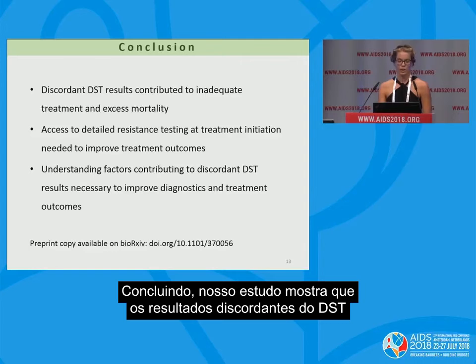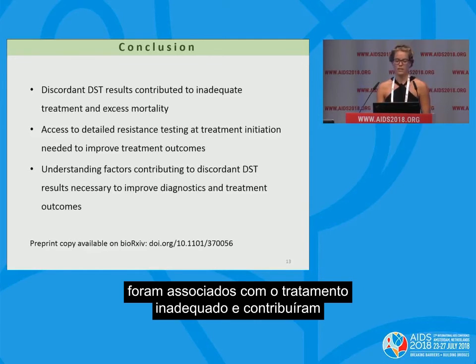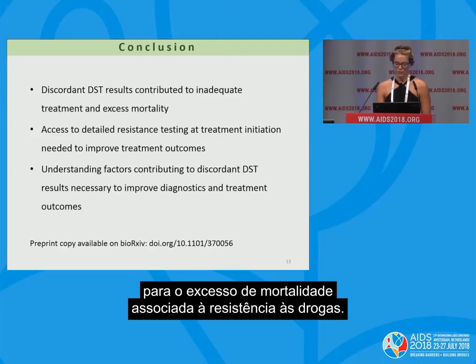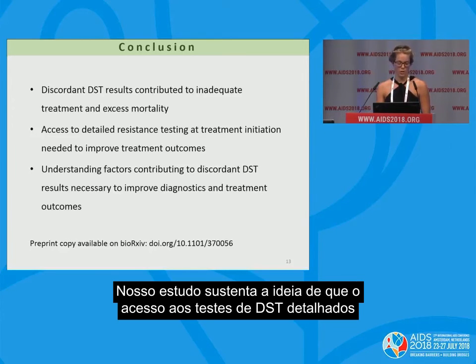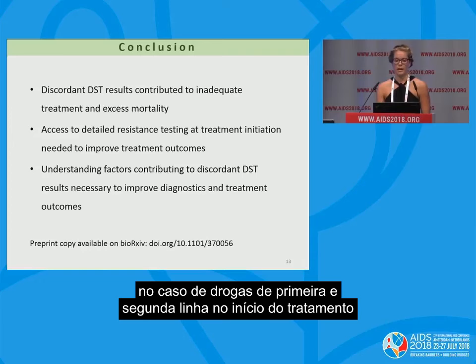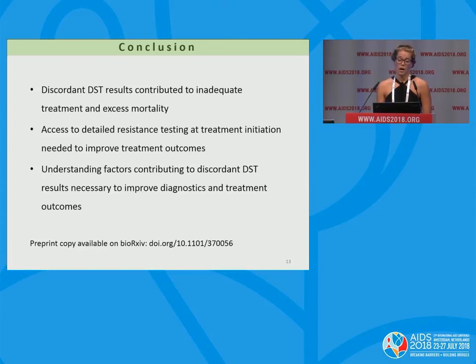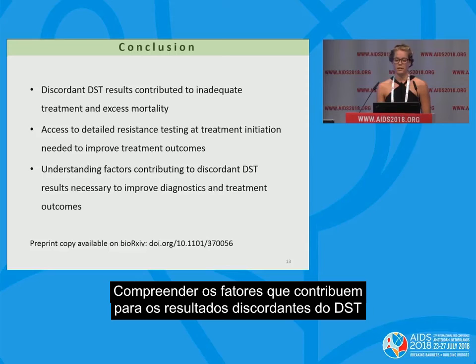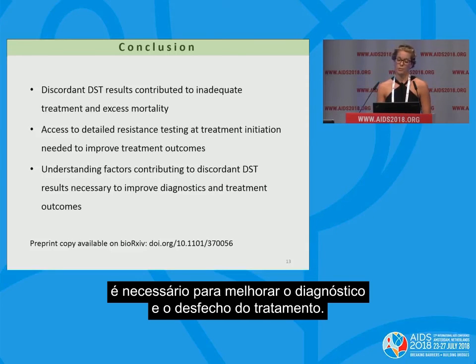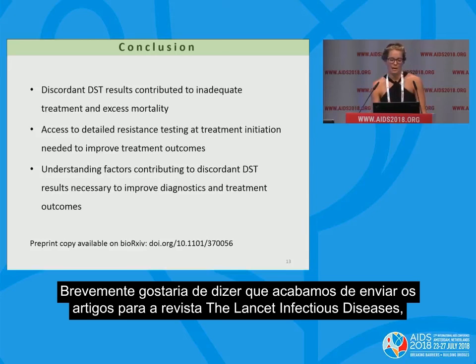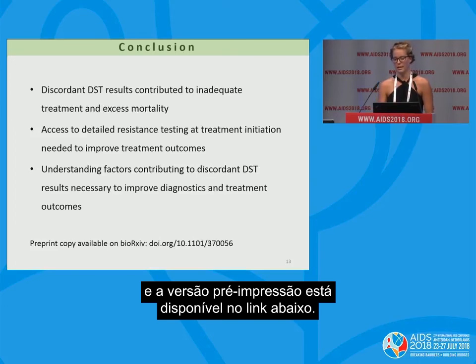In conclusion, our study showed that discordant DST results were associated with inadequate treatment and contributed to excess mortality associated with drug resistance. Our study supports the notion that access to detailed DST testing for first and second line drugs at treatment initiation is needed to improve treatment outcomes in patients with drug resistance. Understanding factors contributing to discordant DST results is necessary to improve diagnostics and treatment outcomes. I would briefly say that we just submitted the paper to the Lancet Infectious Diseases, and the preprint version is available on the link below.